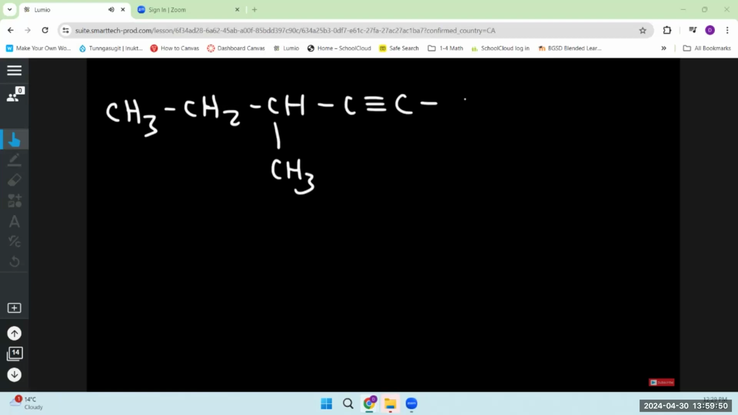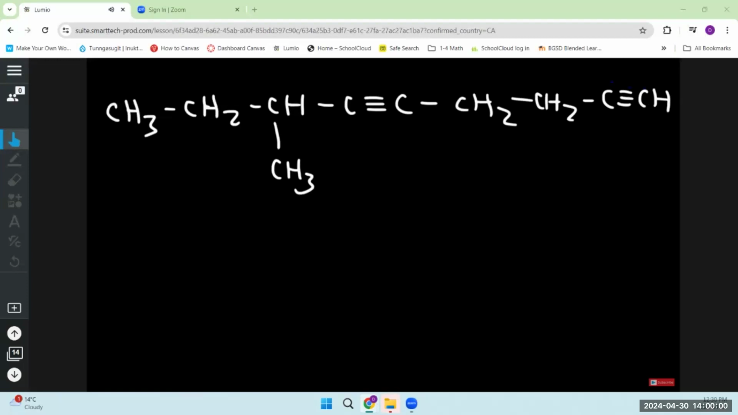Now let's move on to our next example. So it's going to be CH3, CH2, CH with a CH3 attached to it. And then we have our carbon-carbon triple bond. And another triple bond at the end. So go ahead and name that molecule.